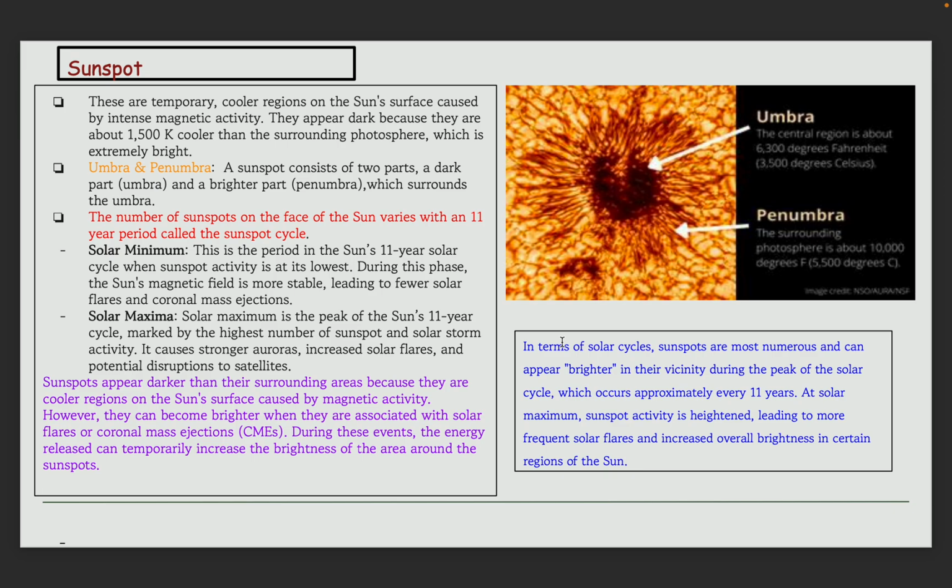A sunspot can be divided into two parts. One is the umbra and another is the penumbra. Umbra is the central region of the sunspot, which is about 6,300 degrees Fahrenheit or 3,500 degrees Celsius, and the penumbra is the surrounding region, which is about 10,000 degrees temperature.